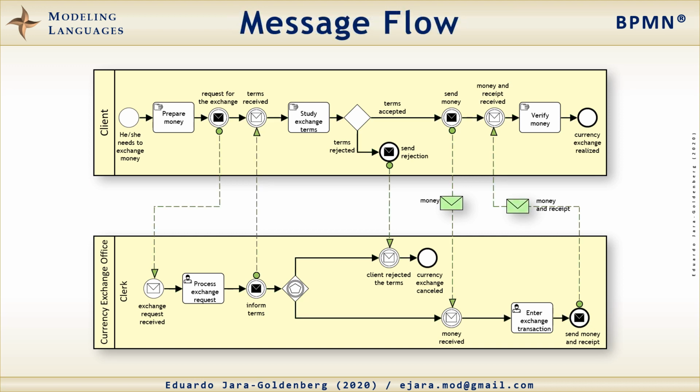A message flow shows the flow of messages between two participants. They are used to model the coordination between the processes of two participants in a collaboration. Now we will describe in detail the elements used in this example.